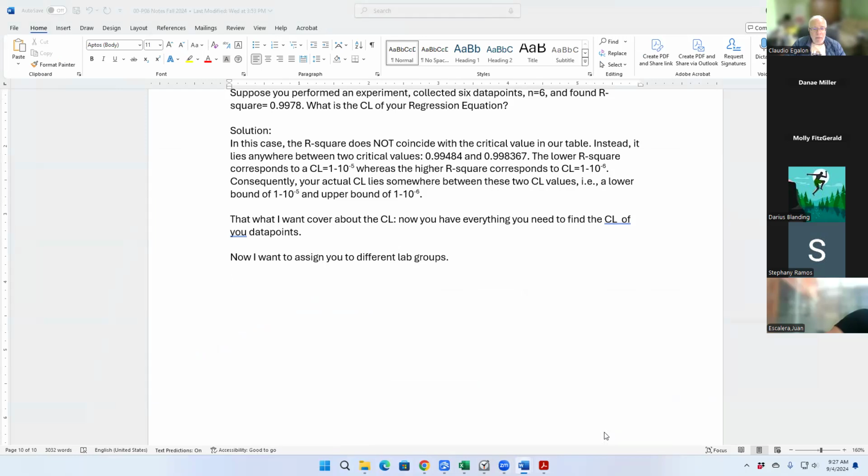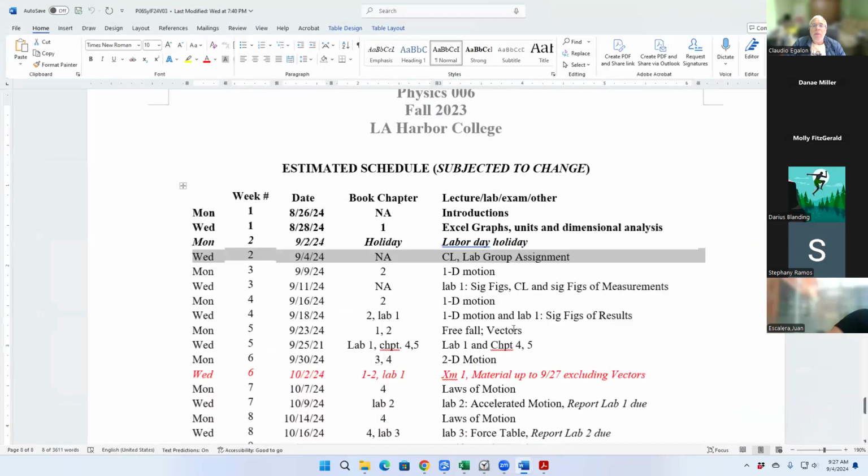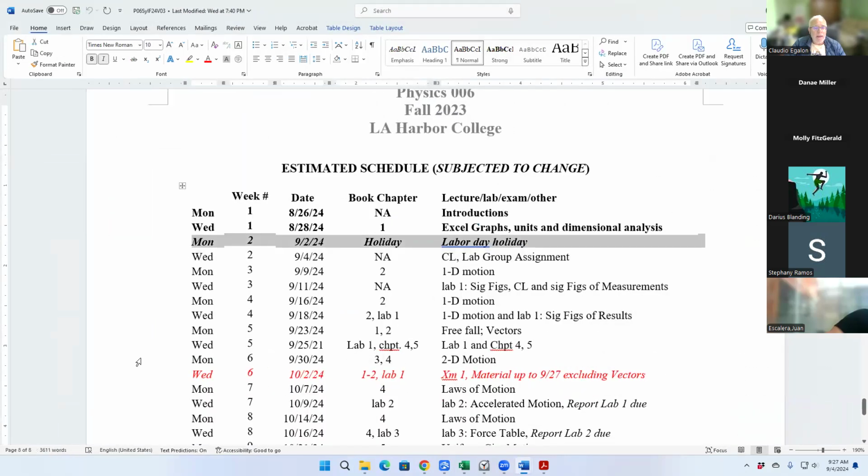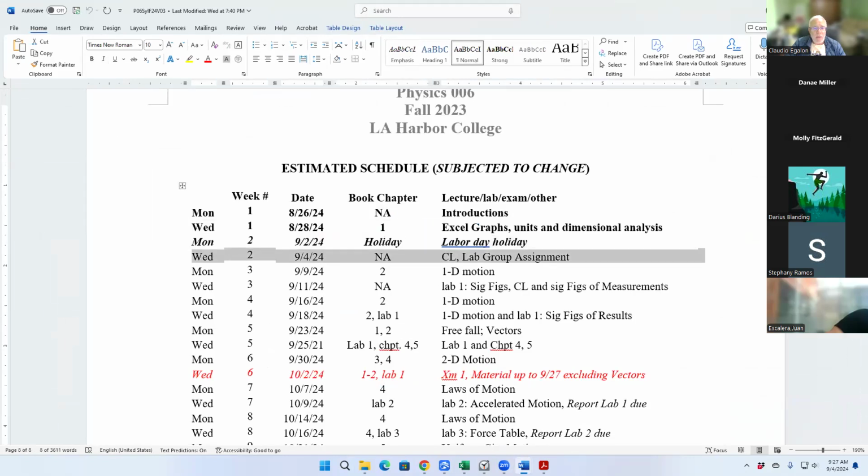Okay. And by the way, let's go back here and see the syllabus, right? We just had a holiday. I hope everybody enjoyed your Labor Day holiday. And we are here on the 4th of September, finish CL, and then lab group assignment.